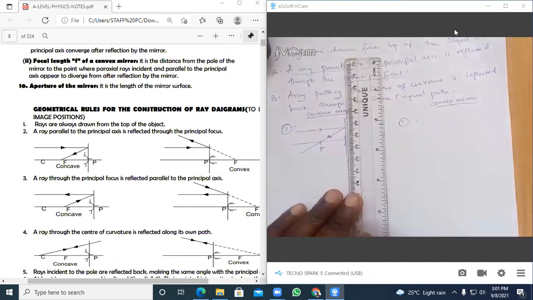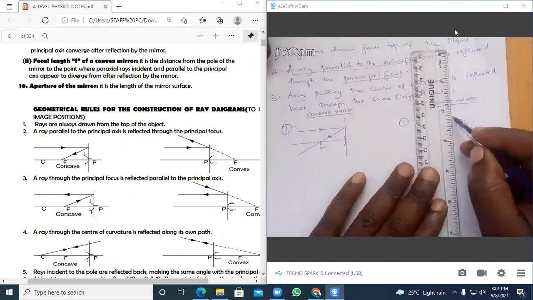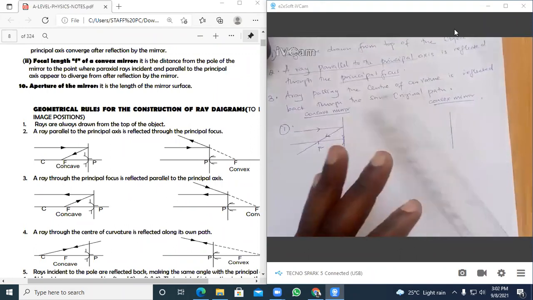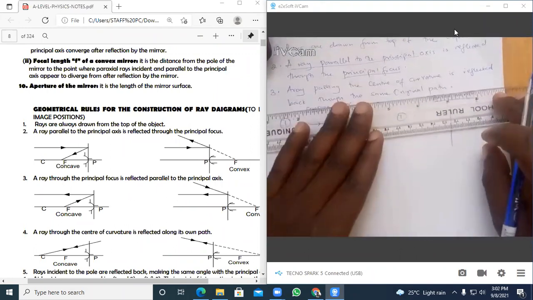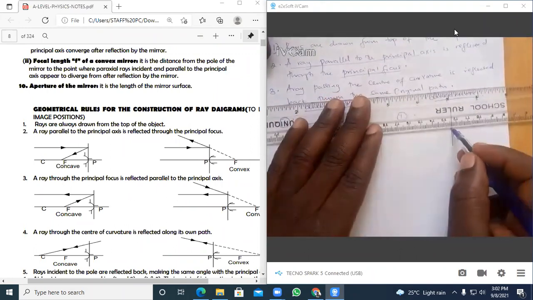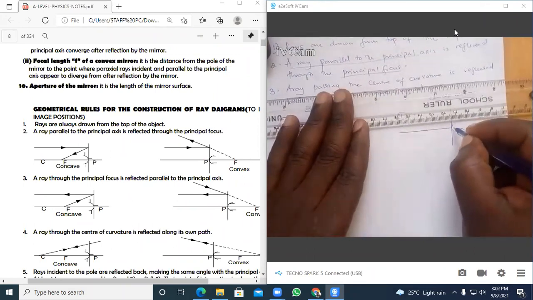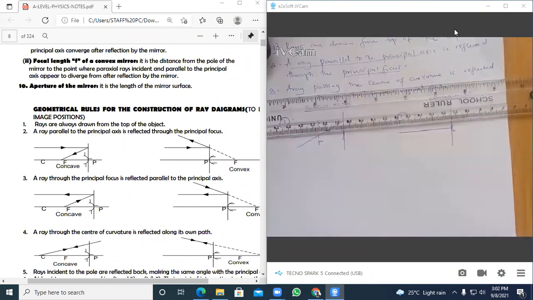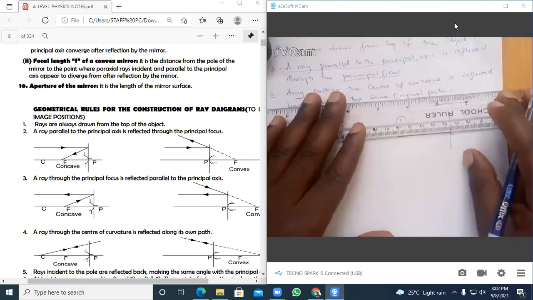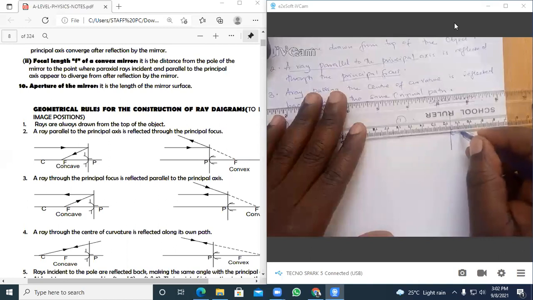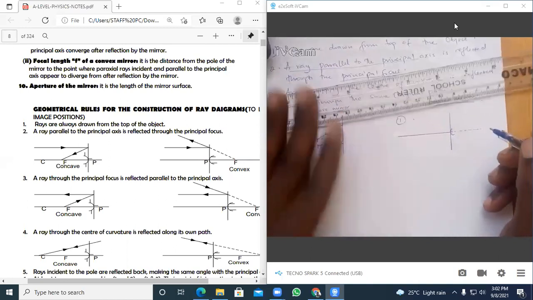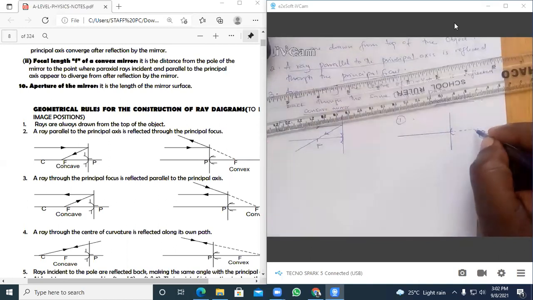For the convex, the way they have shown you there, you draw a straight line like this, and then afterwards you put the principal axis. This is the principal axis. And you put this to show that you are drawing a convex mirror. Then continue with the dotted lines, because we know that the principal focus of a diverging mirror is inside that mirror. So the principal focus is virtual.